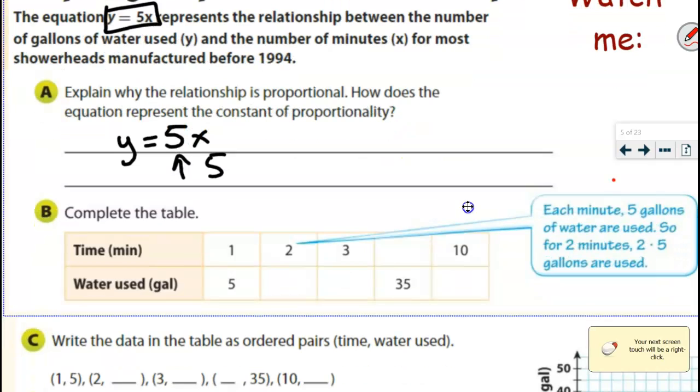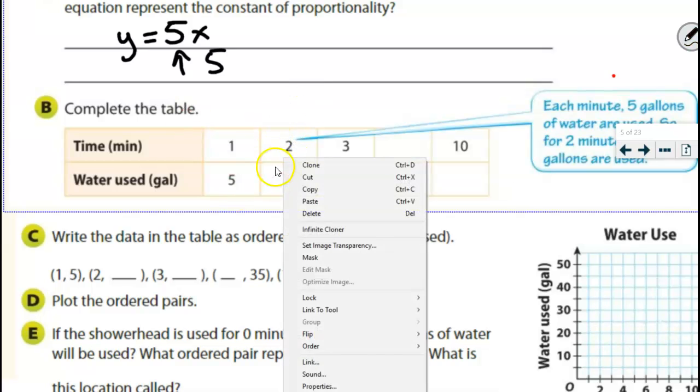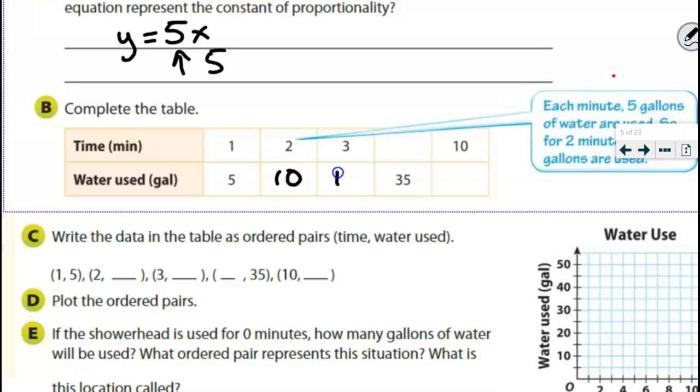Okay, so let's complete this table here. In 1 minute, we're going to use 5 gallons. 2 minutes, we're going to use 10 gallons of water. 3 minutes, 15. All right, well, let's go the other way. How many minutes would a 35-gallon shower give us? How many chunks of 5 does it take to get to 35? So that would be 7. And if we did a 10-minute shower, we would be multiplying by 5, and we would get a 50-gallon shower, goodness.